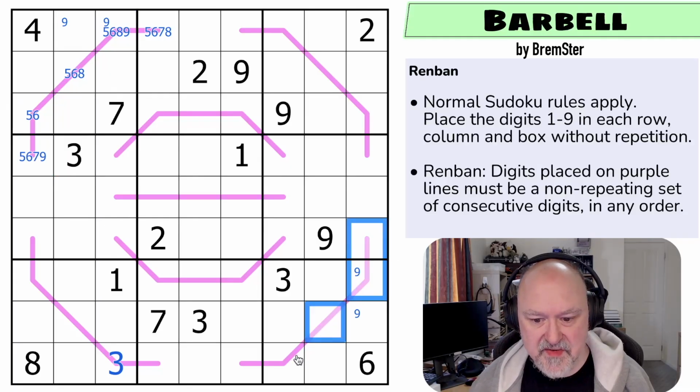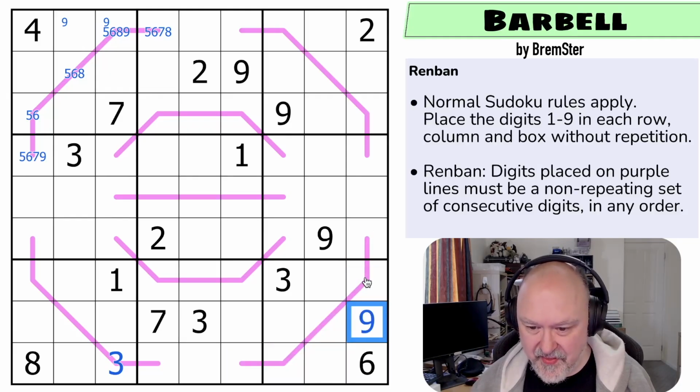But I can do the same down here. If this was a 9, this line would need a 6 on it because it'd be 9, 8, 7, 6, 5. But I can't put 6 in any of those cells. So that's not the 9, that's the 9. This line is actually 1, 2, 3, 4, 5.